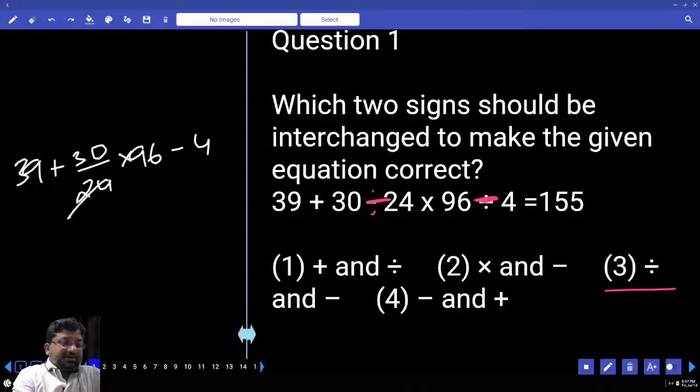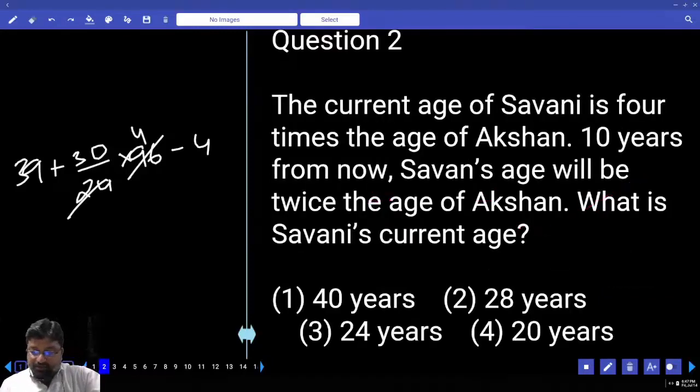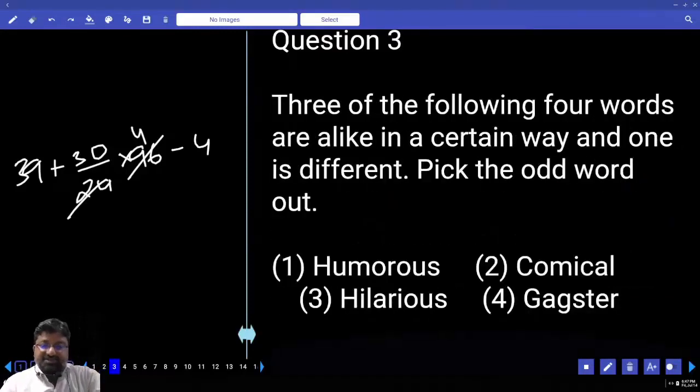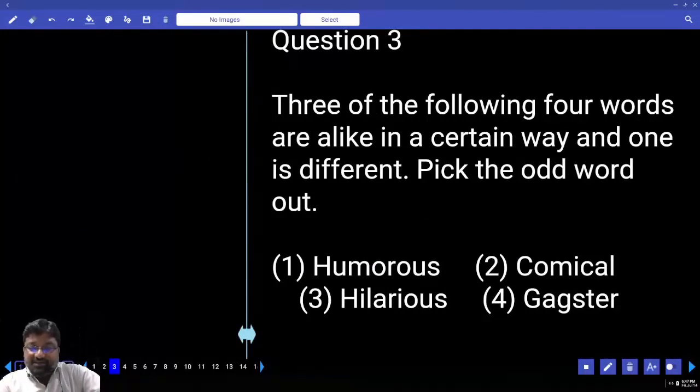Right? 24, how many times? 4 times. 30 into 4, 120. 120 plus 39, 159, minus 4, 155. Right or wrong? Right. Option number 2. Clear? Next. 3 of the following words are alike in a certain way. This has nothing to do with reasoning. This question clearly is based on English vocabulary skills.